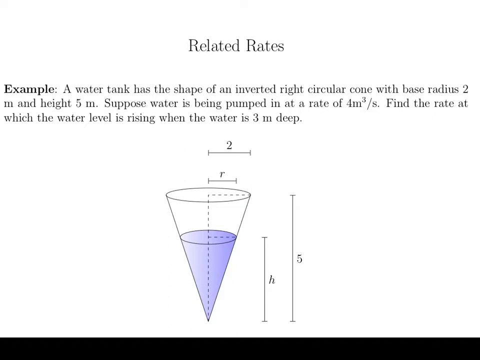The water tank has base radius 2 and height 5. Now, that's the tank. Now, let's suppose that water is being pumped in at the rate of 4 cubic meters per second. We want to find the rate at which the water level is rising when the water is 3 meters deep.